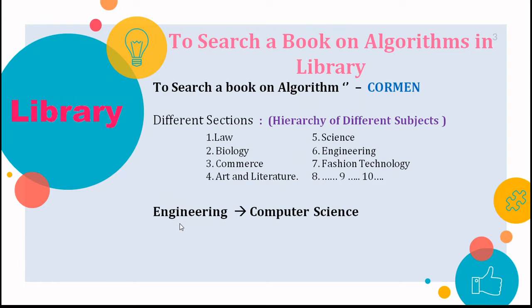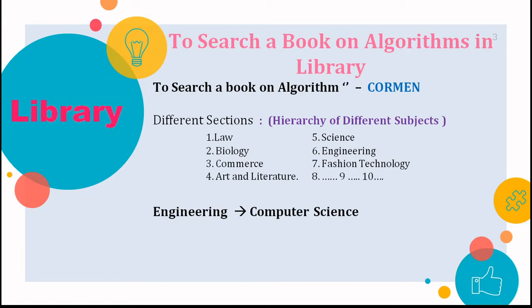And from there, you are a computer science student, you know that this book is of computer science. So in the engineering section, there are different sections, right? Where there are different types of engineering. We have computer science engineering, electrical engineering, then we have biomedical engineering, mechanical engineering. But your concern is only computer science engineering.